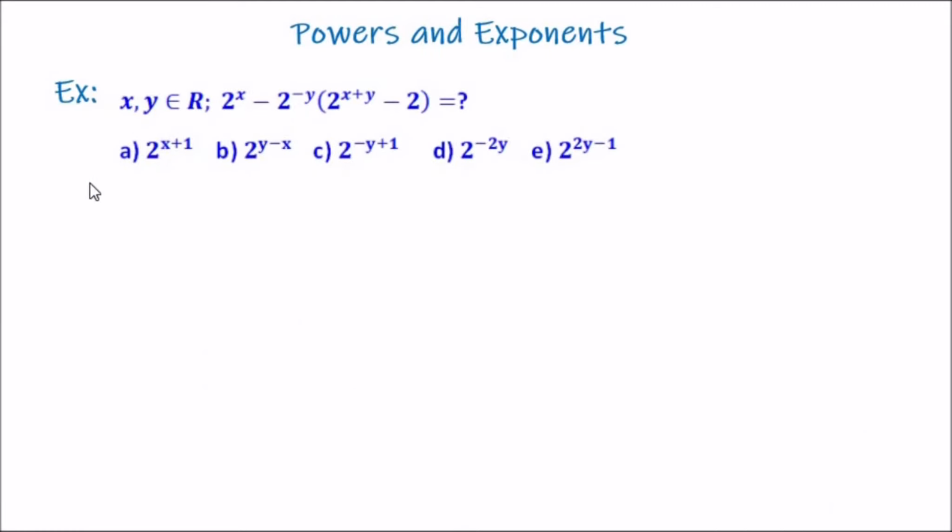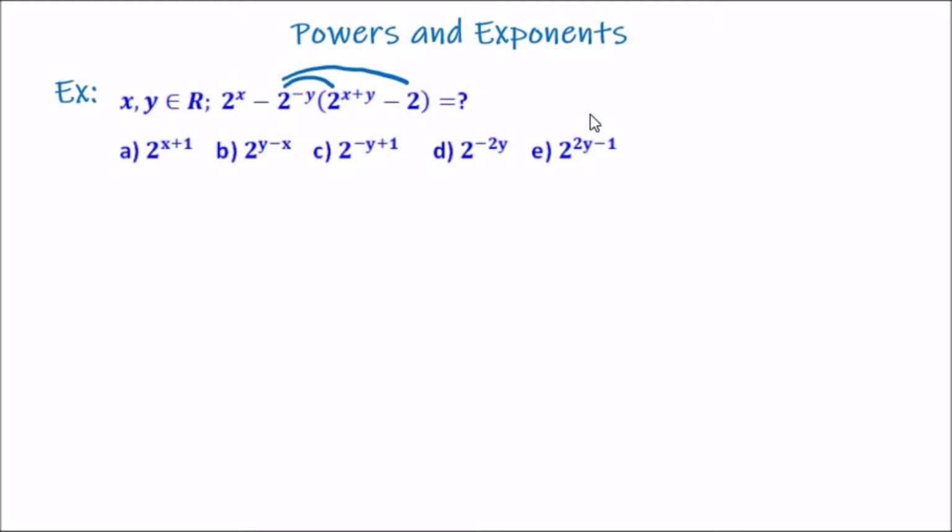In this question, suppose that x and y are real numbers, and in this case 2 to the power of x minus 2 to the power of negative y, times, in the parentheses, 2 to the power of x plus y minus 2, is what? The question looks very difficult, but actually all we need to do is distribute this 2 to the power of negative y into the parentheses, and then it's going to be very easy. All we need to do is calculate the rest of the terms, and then we can find the solution.